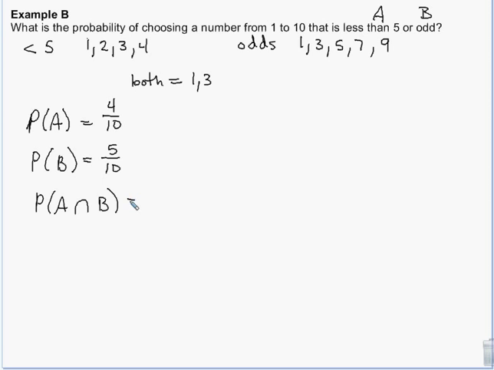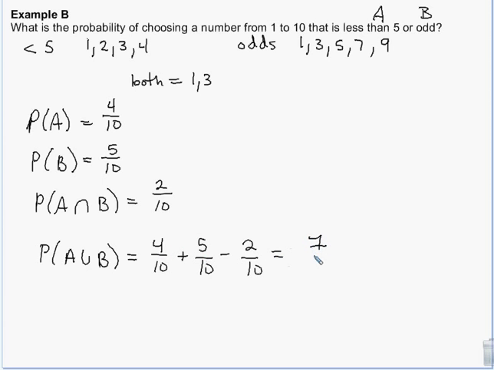So far okay? So then the probability of choosing a card that is less than 5 or odd is going to be 4 out of 10 plus 5 out of 10 minus 2 out of 10. So 4 plus 5 is 9, minus 2 is 7 out of 10. And then, of course, if you wanted to know that in percentages, we would divide that, and it gives you 0.7. So you actually have a 70% chance of choosing a number that is less than 5 or odd.